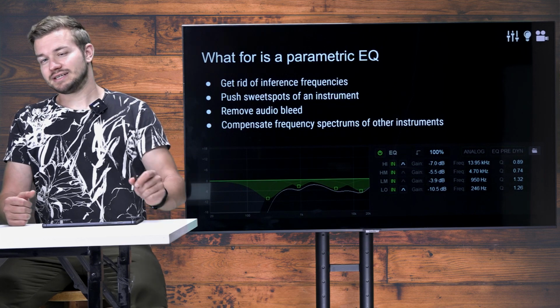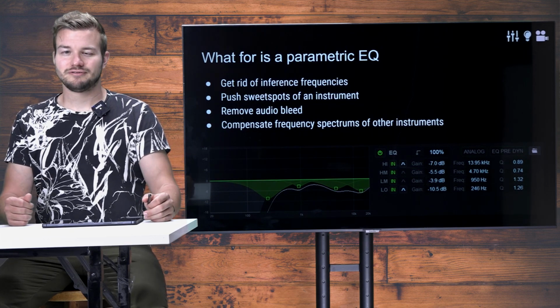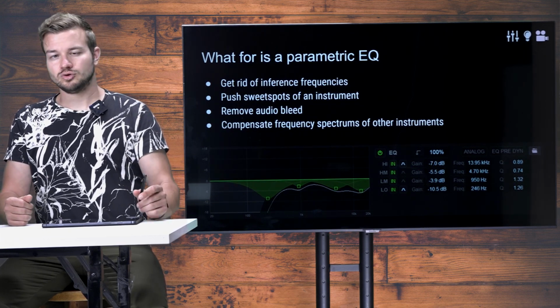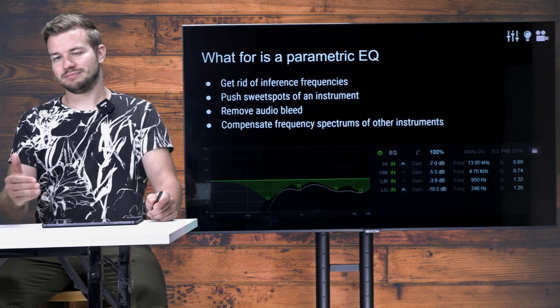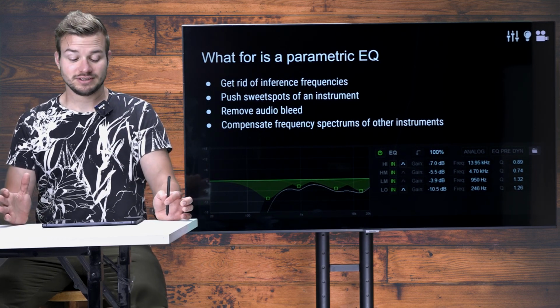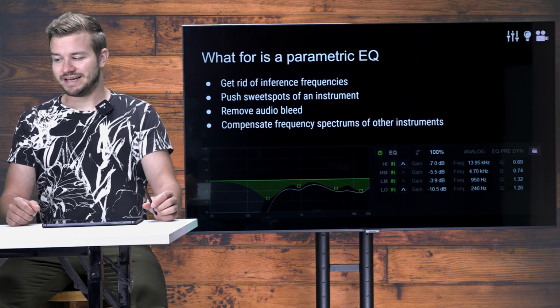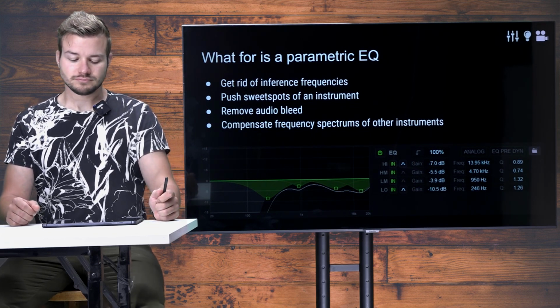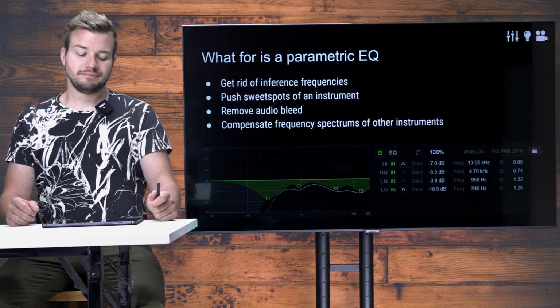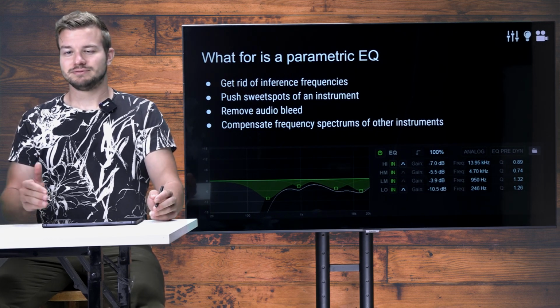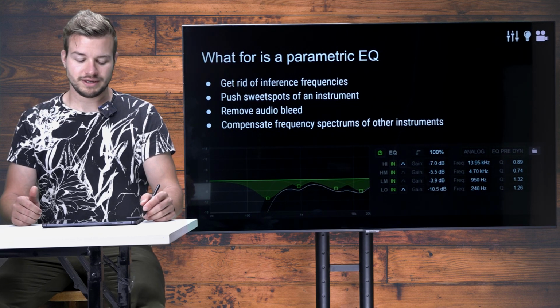And if there is, let's say, the kick drum coming into the microphone, we could use the EQ to remove the frequencies of the kick drum for that microphone, because these frequencies are not important anyway for a voice. So we can remove them, and in this way compensate for audio bleed.